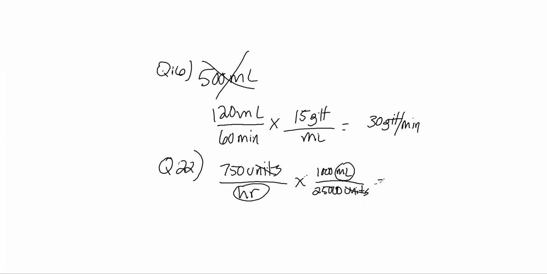Another way of looking at that is if you've ever been in your vehicle and you see it says miles per hour and it also says kilometers per hour, that's all we're doing. We're just transferring units. So instead of units per hour, we want milliliters per hour, and this is how we do that conversion.